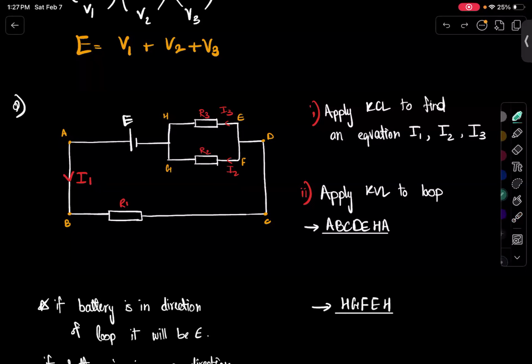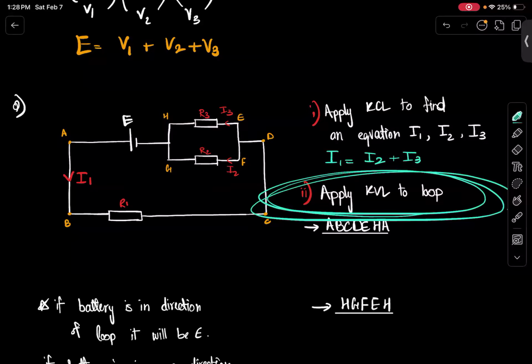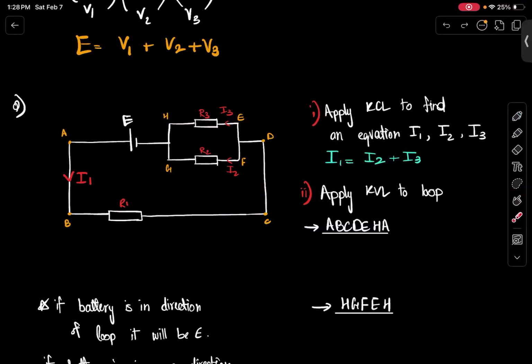Apply KCL to find an equation connecting I1, I2, and I3. Okay, so I think it makes sense that I1 should equal I2 plus I3. That's fairly easy. Now, they've said in part 2, apply KVL to loop A, B, C, D, E, H, A.